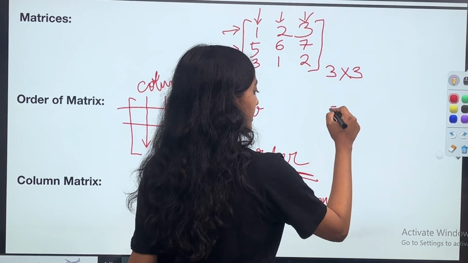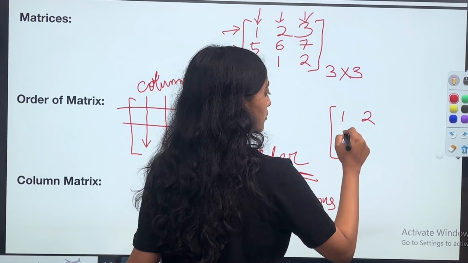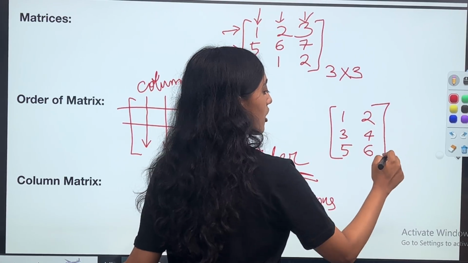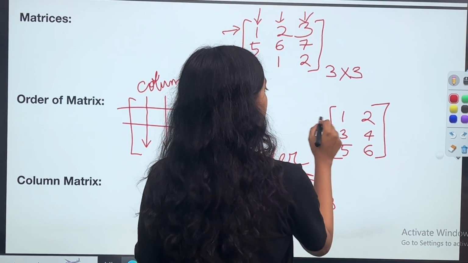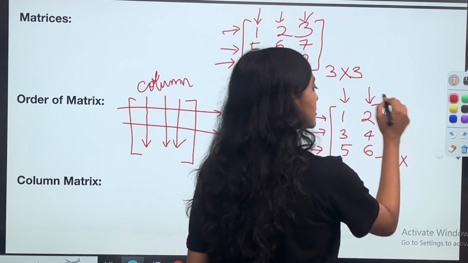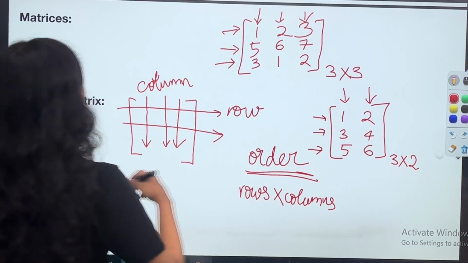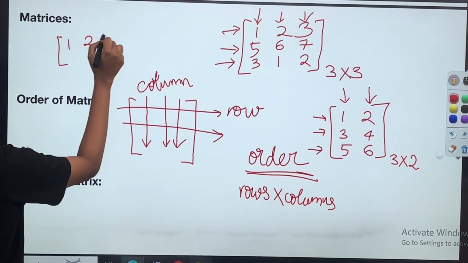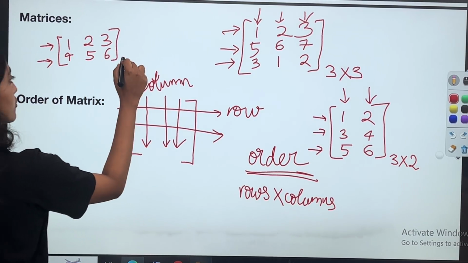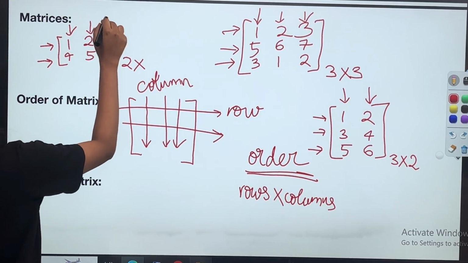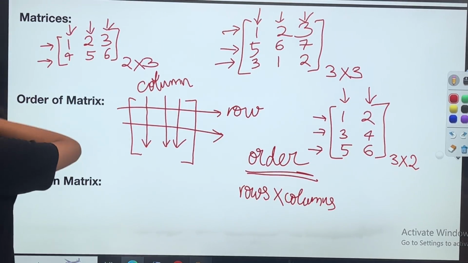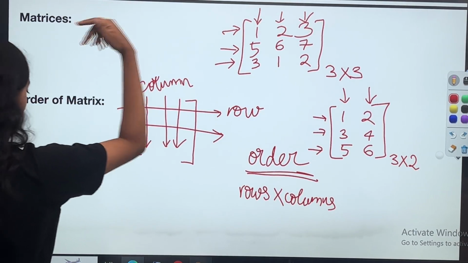Let's take another example. You have 1, 2, 3, 4, 5, 6. This is your matrix. The number of rows is 1, 2, 3, so 3 rows, and 1, 2, that is 2 columns. Let's take another example. Suppose you have a matrix like 1, 2, 3, 4, 5, 6. So you have 2 rows, which is 2 into 1, 2, 3, 3 columns. So it is a 2 into 3 matrix. So this is the order of a matrix.